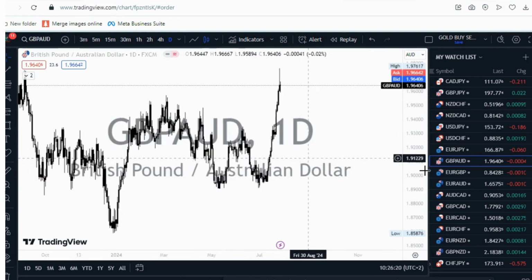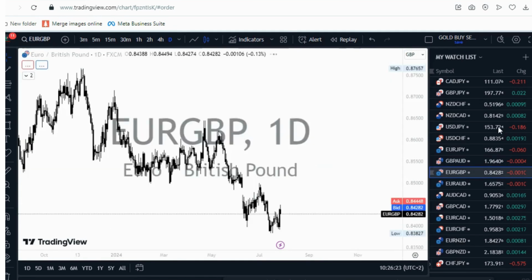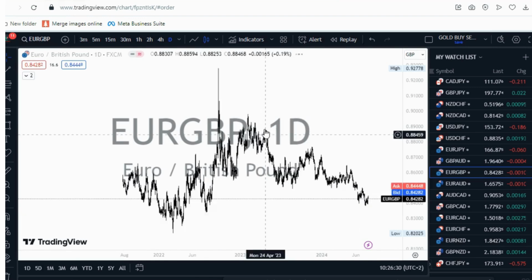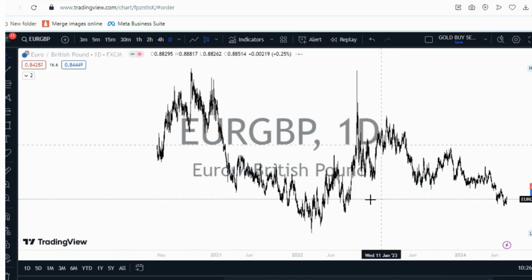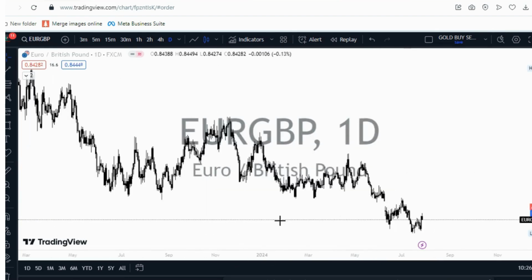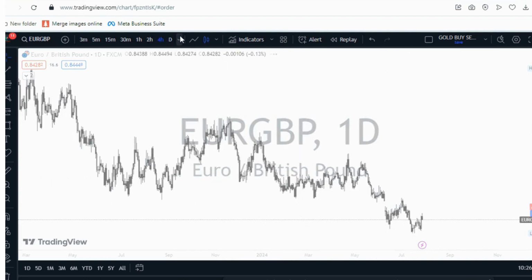Now let's go to Euro GBP right here. So let's see what is happening on Euro GBP. Right now we are on the daily time frame. So let's see what this is giving us right now. From here you can see that the overall trend is to the downside. Nice. And the next thing is to go to the 4 hour time frame.